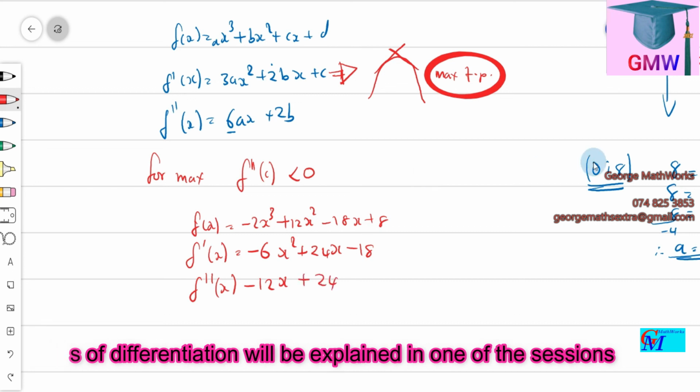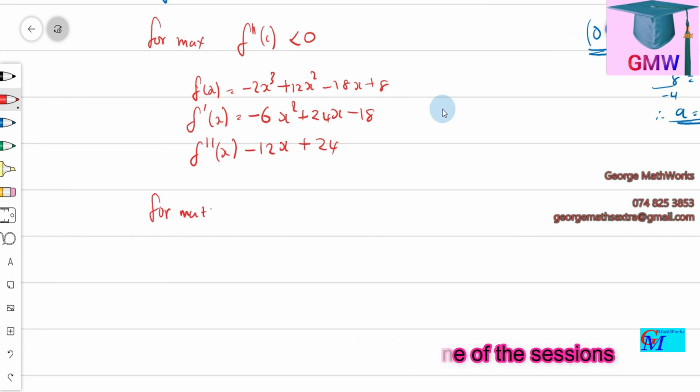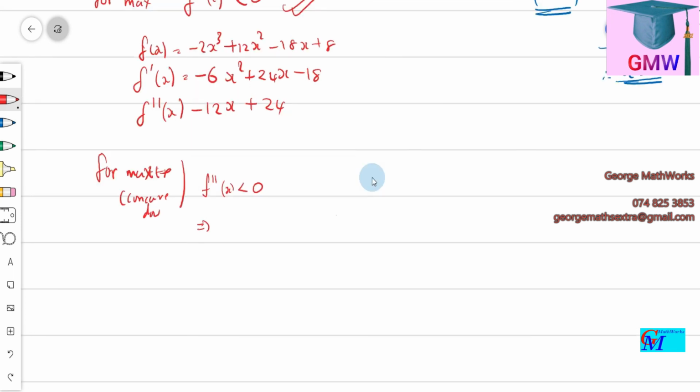Now, we are saying for maximum, or for concave down, that means for maximum TP, the second derivative is less than 0. That's what we learned from above here. So this implies that, from the second derivative, minus 12x plus 24 should be less than 0.